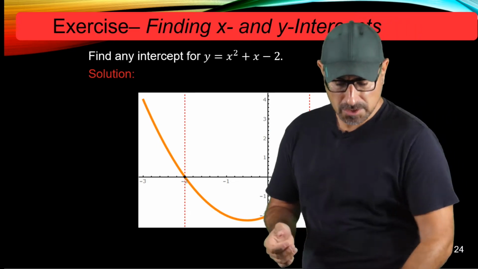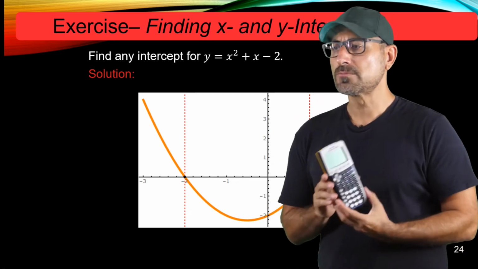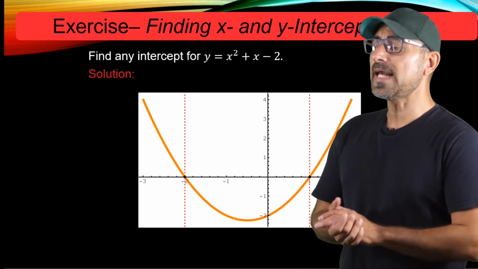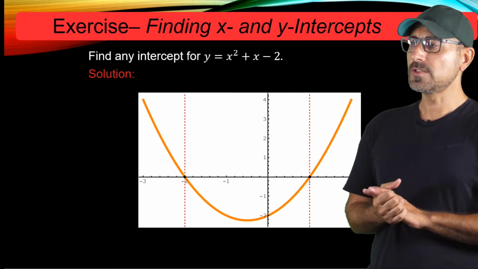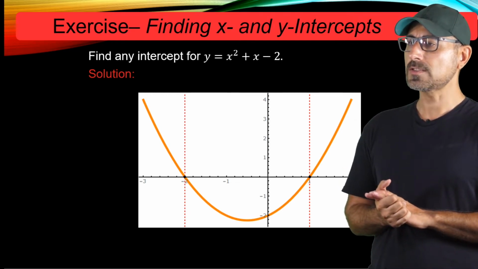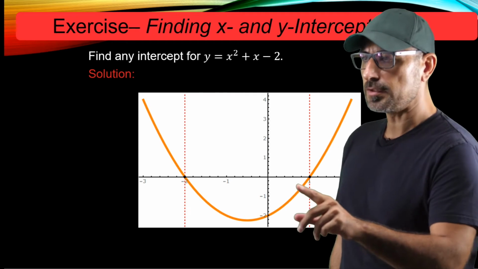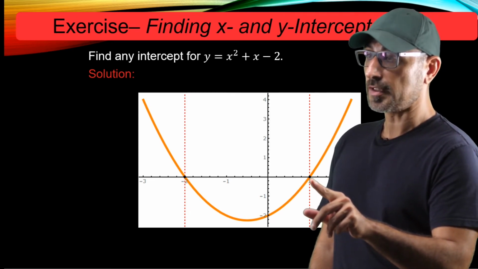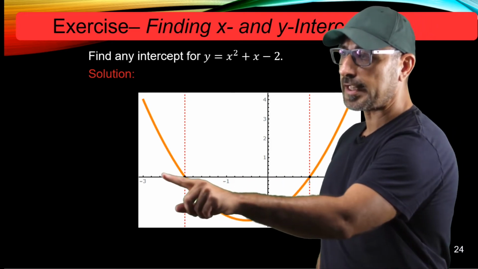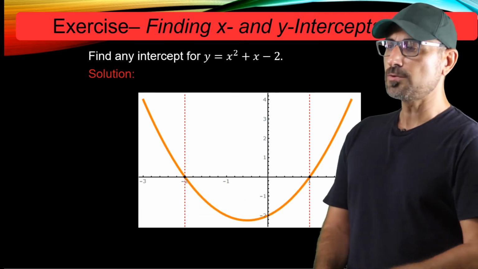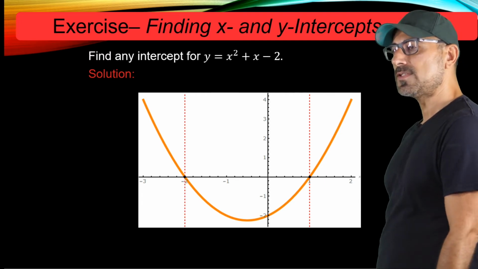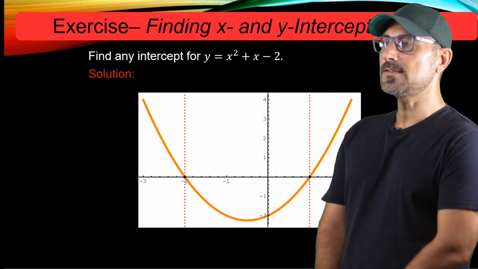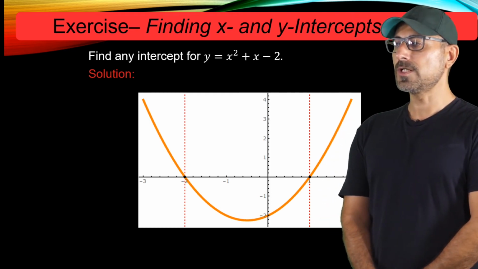We have a quadratic. You can use a TI-84 to graph the function. As you can see, x-intercepts are the ones where the graph crosses the x-axis. For this particular case, you have one x-intercept here, the coordinates are 1 and 0, and there's another one here that's minus 2 and 0. And the y-intercept is the one where the graph crosses the y-axis, and that is 0 and minus 2.